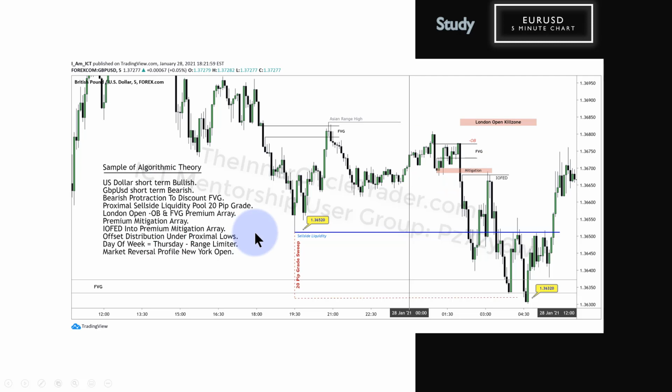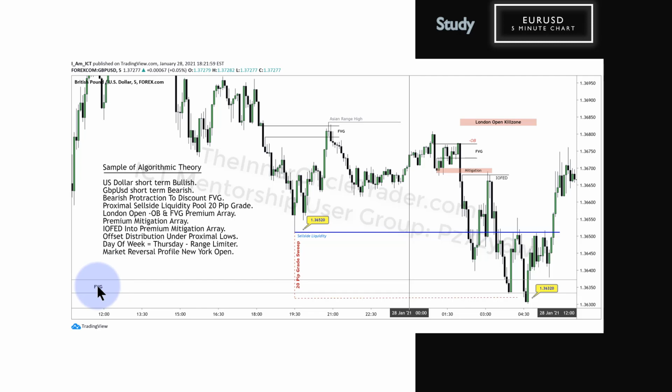So as a sample of algorithmic theory, the short-term premise or narrative was US dollar short-term bullish, pound dollar short-term bearish, bearish protraction to discount fair value gap. In other words, we're looking for it to trade down here. So IPDA will want to trade to this level.